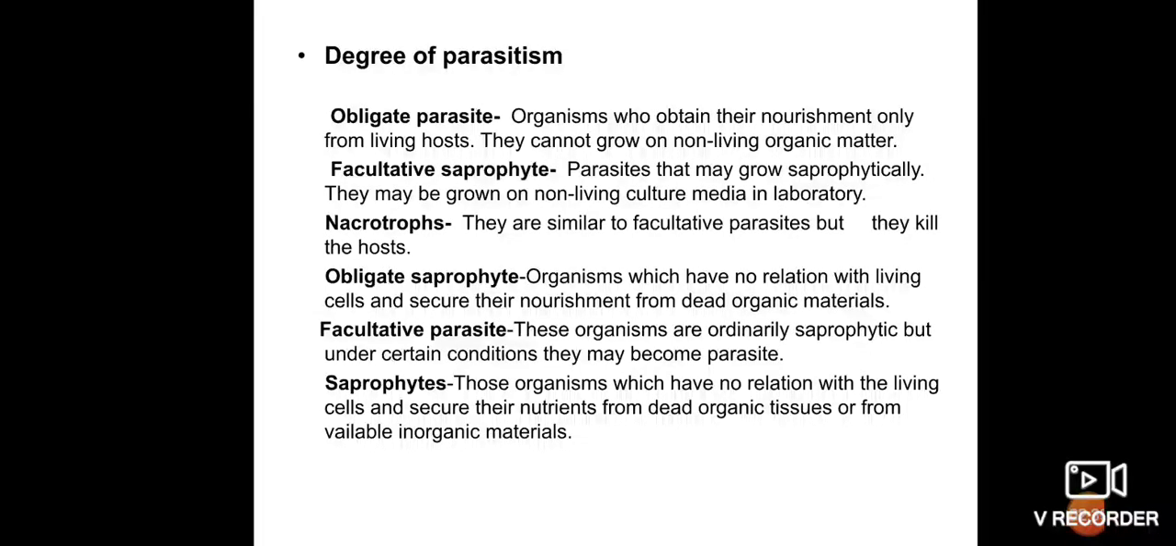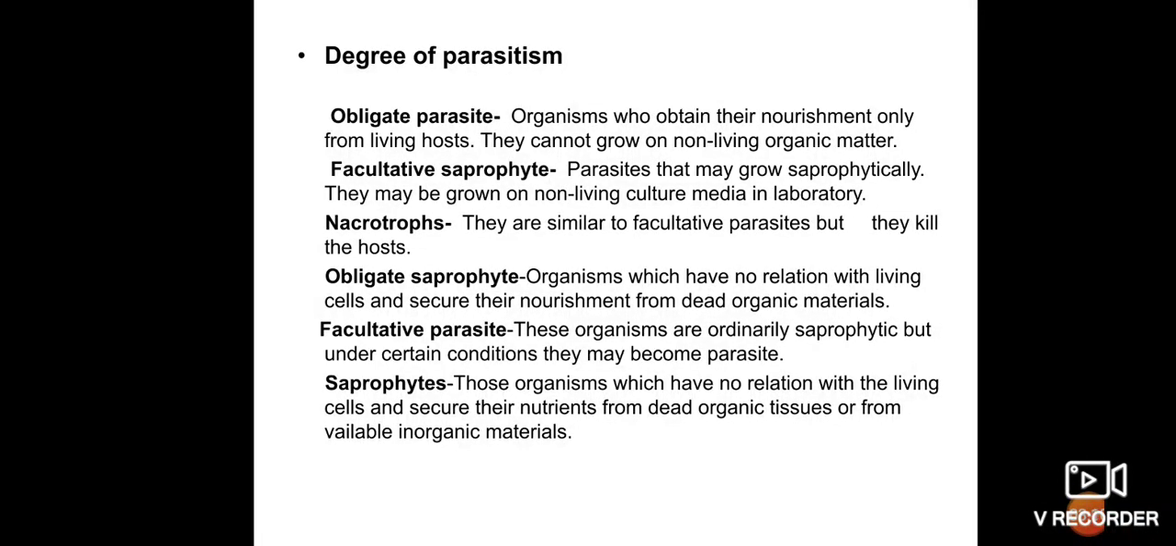There are various levels of parasitism. These are like this. Number one is obligate parasite. Those parasites which are restricted to living tissues are called obligate parasites. These are also known as biotrophs. Or obligate is also used to denote those parasites which have not been grown in axenic cultures, that is, free from any other organism.